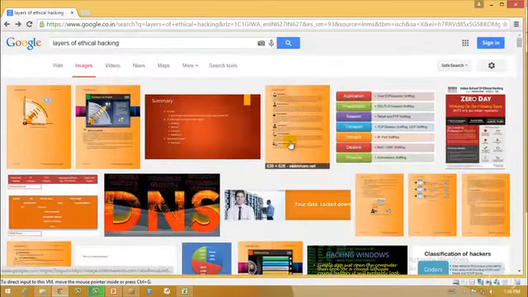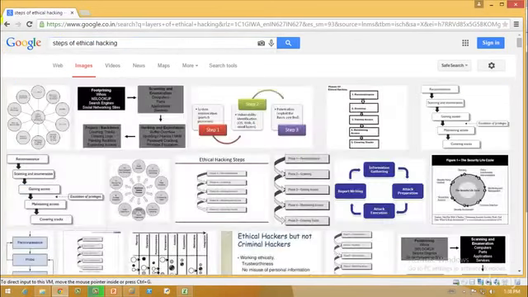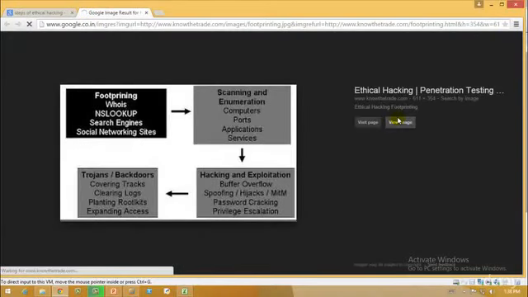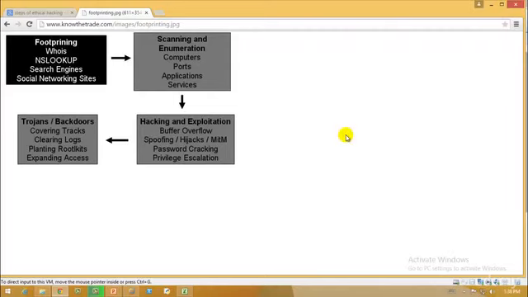Okay, I think it's showing the layers of OSI, so I'll just type steps of ethical hacking. Perfect. These are the things we'll go through in detail related to ethical hacking. The first we will look at today is footprinting: whois, NS lookup, search engines and social networking sites. After that, scanning and enumeration, that is computer ports, which ports are open and which are not, and what the application services are. Then trojans and backdoors, viruses, and finally hacking and exploitation. That would be buffer overflow, spoofing, or different types of attacks, which includes even DDoS. This is not shown here as of now, but these are things I would be teaching you.